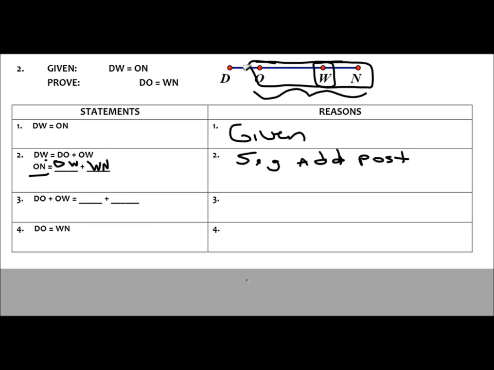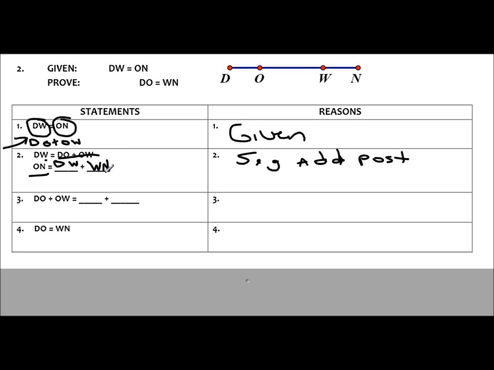Well, we said, let's look up here, we said that dW equals dO plus OW, and ON equals OW plus WN. And up here, we had said that dW was the same thing as ON. So what I'm going to do is replace this dW here with what we said it equaled down here. We said it equaled dO plus OW, right? And I'm going to replace this ON here with what we said it equaled here, which was OW plus WN.